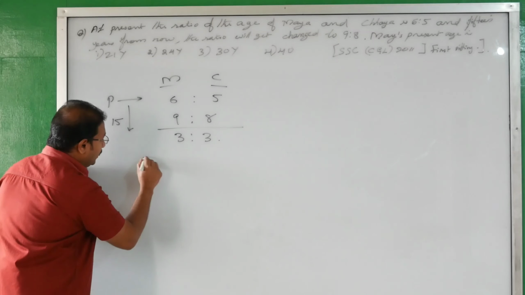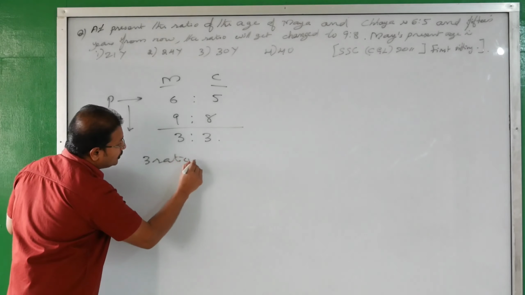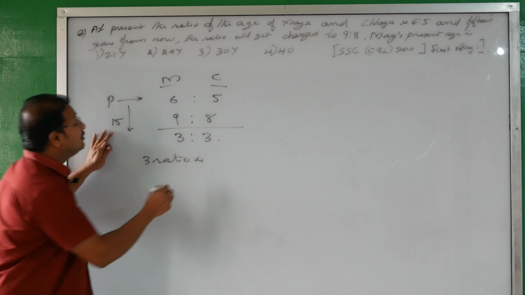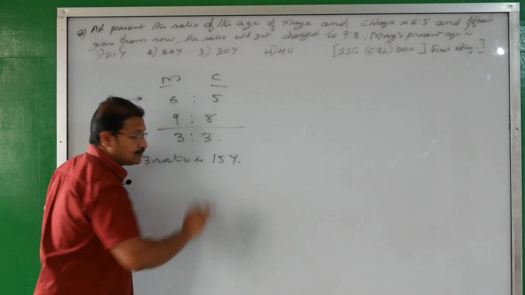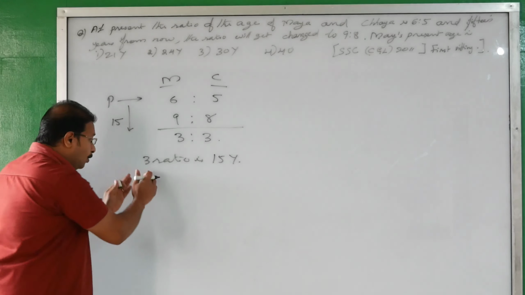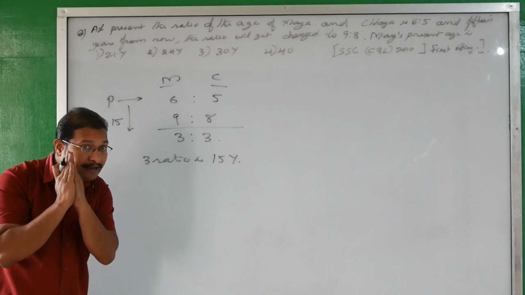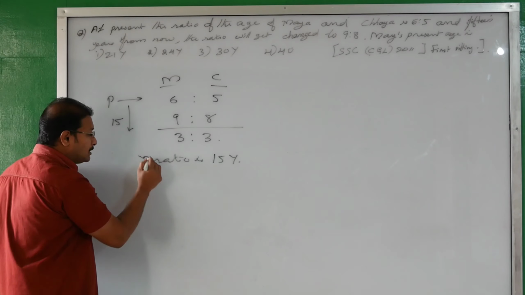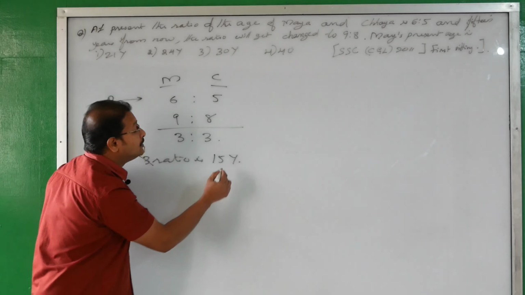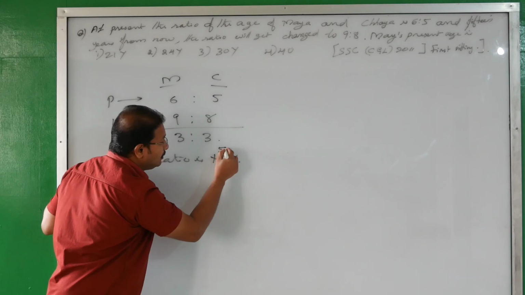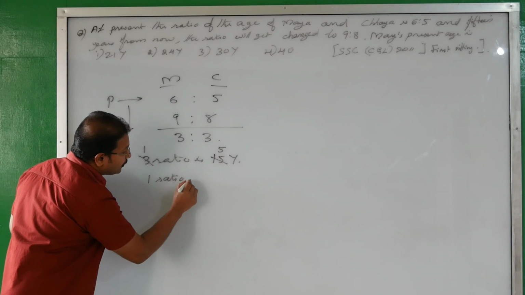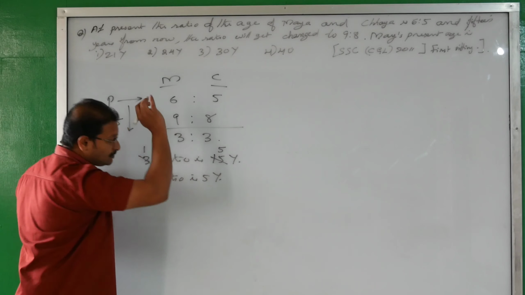Ready? So 3 ratio is here. What is the age difference? 15 years. So 3 ratio is 15. So what will you do now? Both sides I am going to cancel by 3. That means 3 ones are 3, and 3 fives are 15. That means we got it, 1 ratio is 5 years.